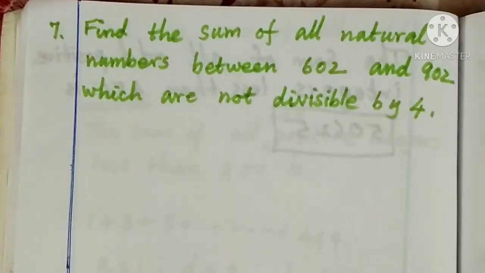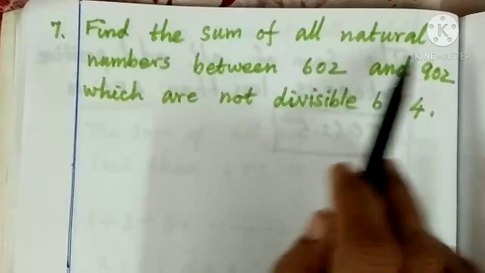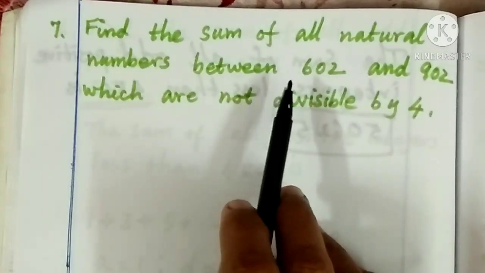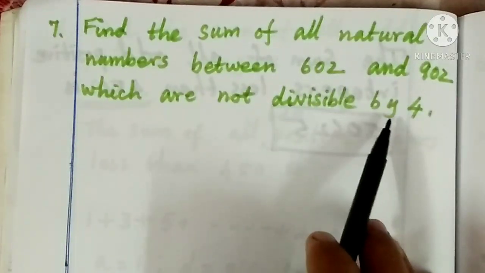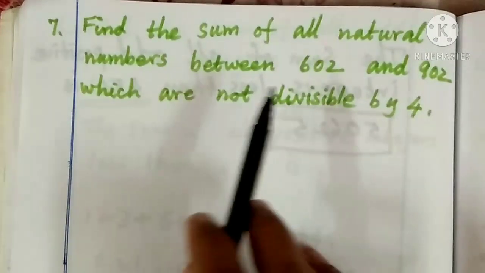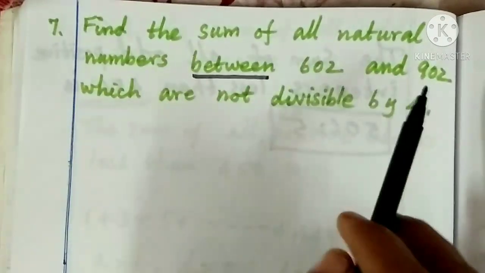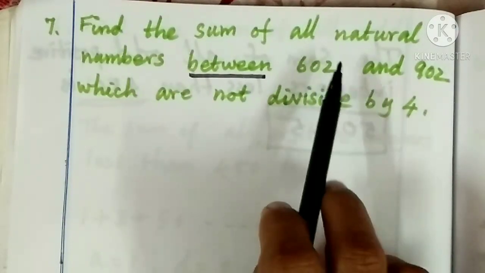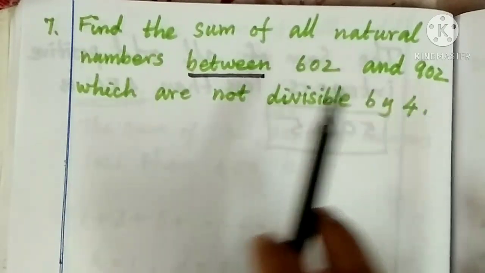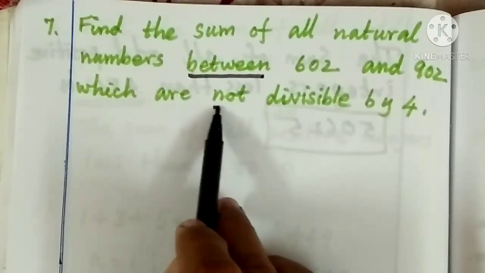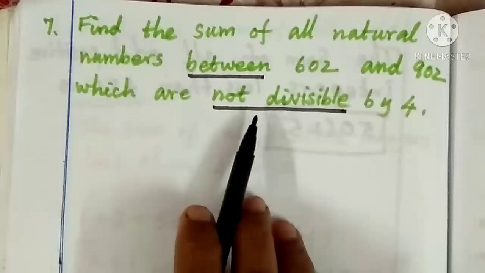Now, let us do the next sum, that is question number 7. See the question. Find the sum of all natural numbers between 602 and 902 which are not divisible by 4. Here we have to find the sum of all natural numbers between, then means we have to find from 603 up to 901. Here they given which are not divisible by 4. These two things are very important.